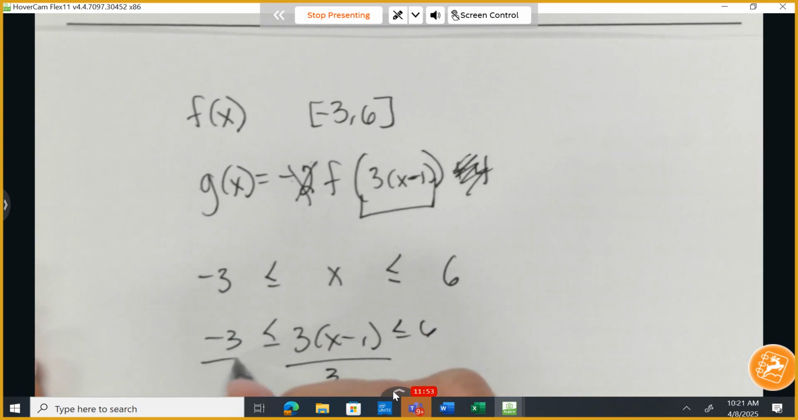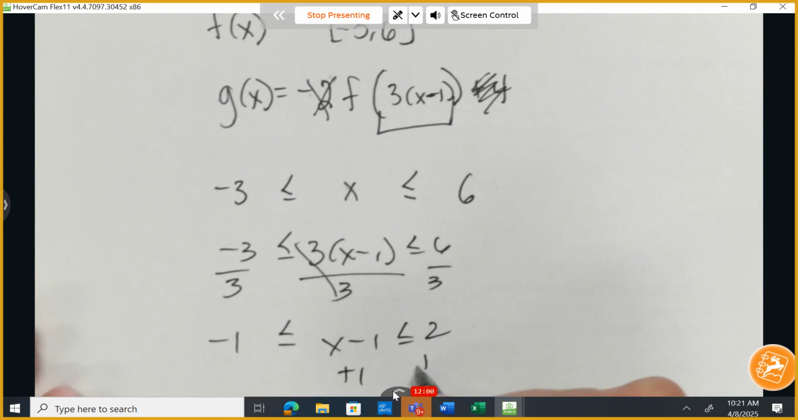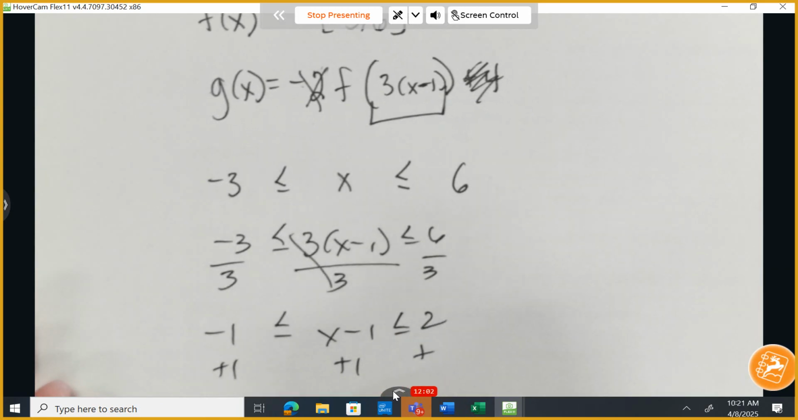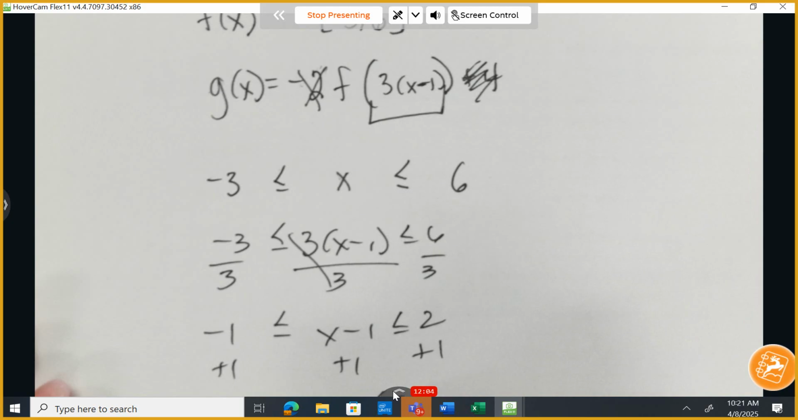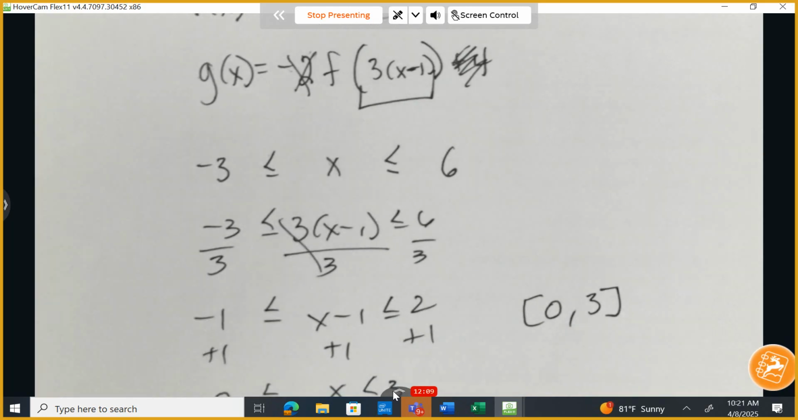And now I'm dividing by 3. I have negative 1, x minus 1, and 2. I'm adding 1 to all sides. I have 0, x, and 3. And I would define the domain of g as such.